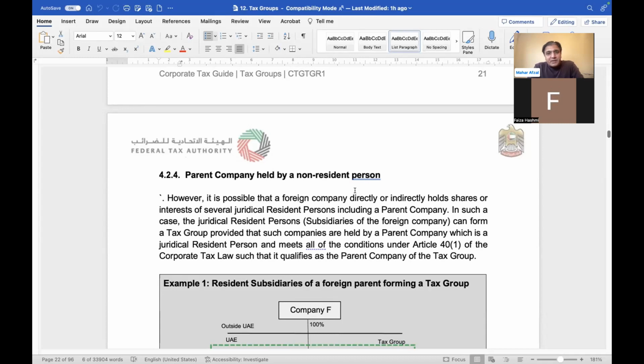Now, the second condition: 95% shareholding, voting rights, entitlement in the profit, and the fourth condition is in the net assets. All four conditions must be met.